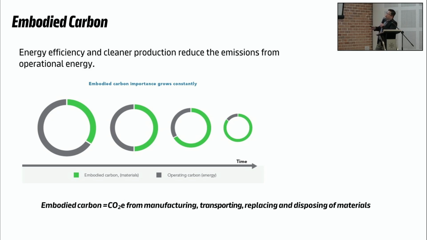So we always focused on how to reduce the gray color part. Now the gray color, slowly through time, has been successfully reduced. But the green color one remains in place. The embodied carbon, the energy within the material itself, is always there if nothing is done to it. So what is embodied carbon? It is CO2 emitted from the manufacturing, transporting, replacing, and disposing of material of the building. So far, okay? Let's carry on.